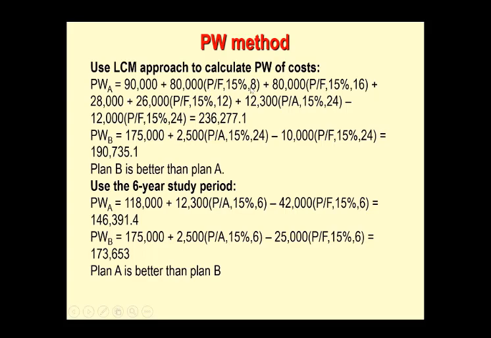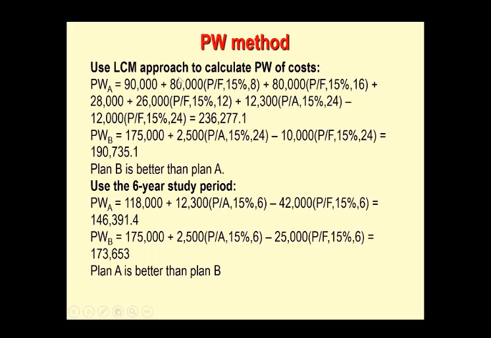What are the factors? It is a single payment present worth factor, with n being the number of periods, 8 periods. We calculate the 80,000 at period 8, converting to period 0. We use the single payment present worth factor.